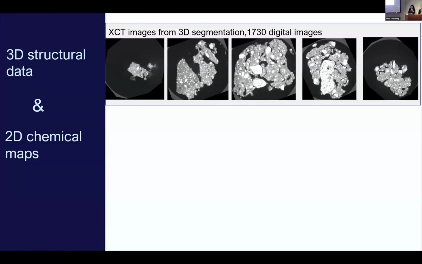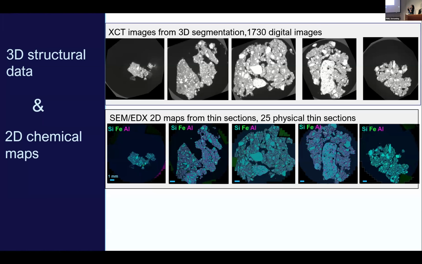So going back to the 2D to 3D, you saw that video of the volume of the soil aggregates. We can take that volume, do a number of segmentations, and create XCT digital images. We can create more than 1,700 digital images. I'm showing 5 of them. Those 5 were selected for a specific reason, because they match very well 5 images that we collected from the sectioning that we did of the aggregate.